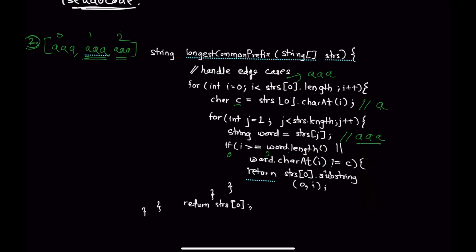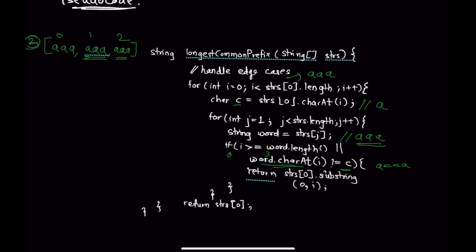We have triple A again as a word. Now again, this condition is not satisfied. And also this condition is not satisfied because A is equal to A. Again, in this case we have completed the inner loop.